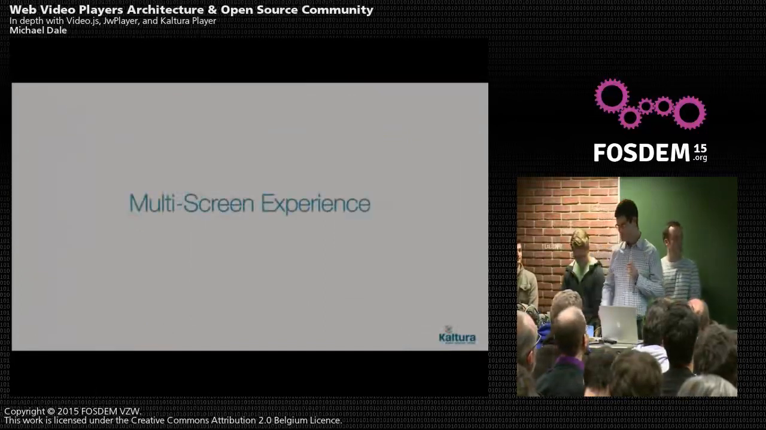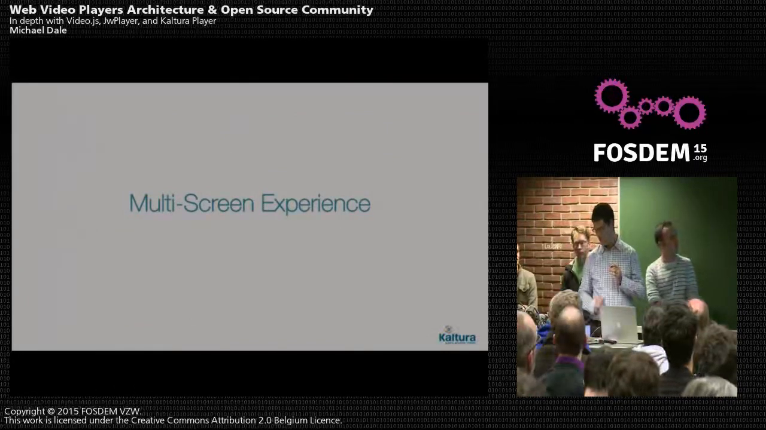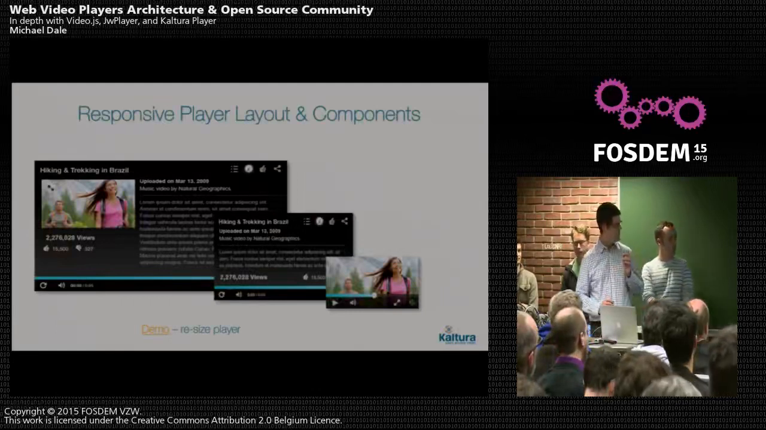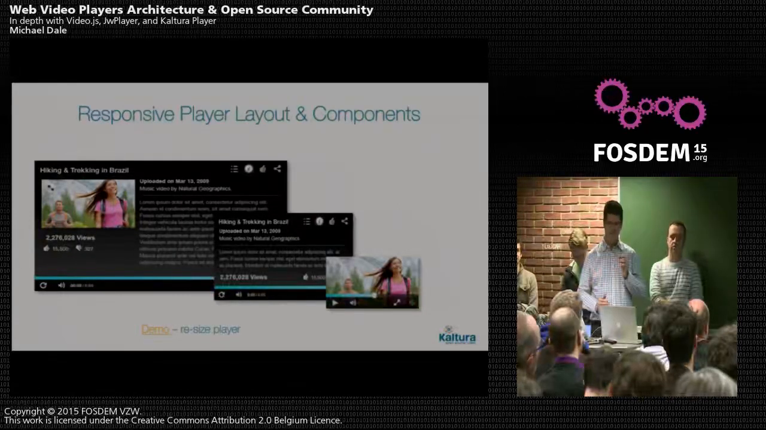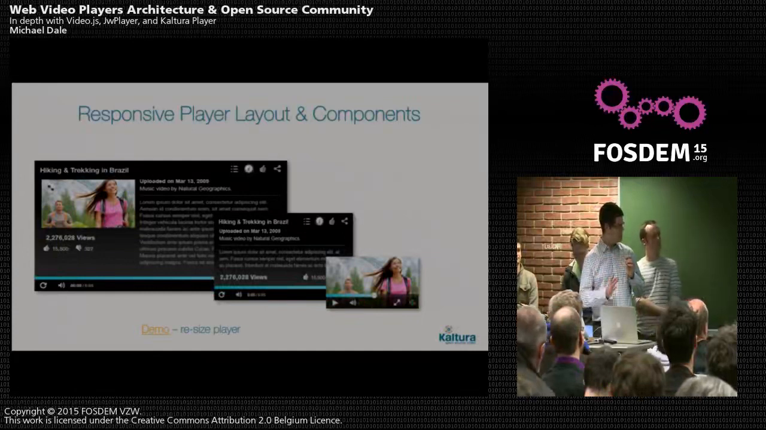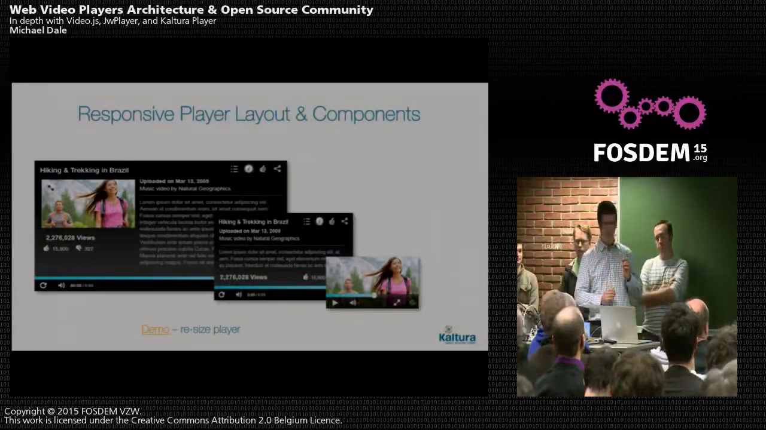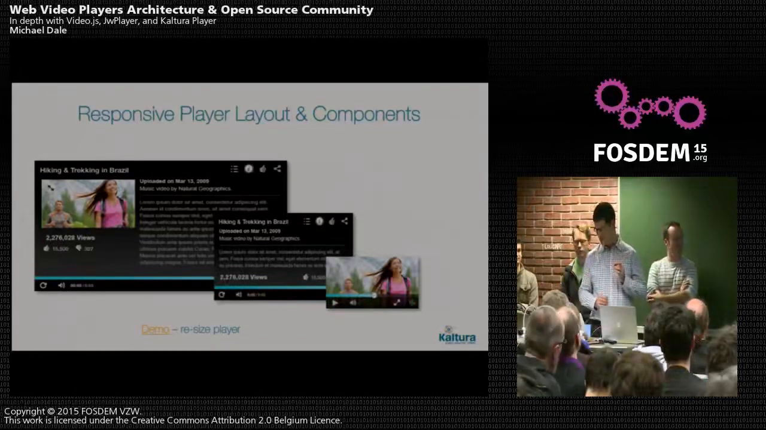Of course, our player needs to handle multi-screen experience. So how do we tackle it? First of all, the player must be responsive. It means every UI component has its own priority, high, medium, or low. And by that, we reduce the number of components for a smaller screen, and of course, put them all on the big one, like a TV or iPad versus an iPhone.